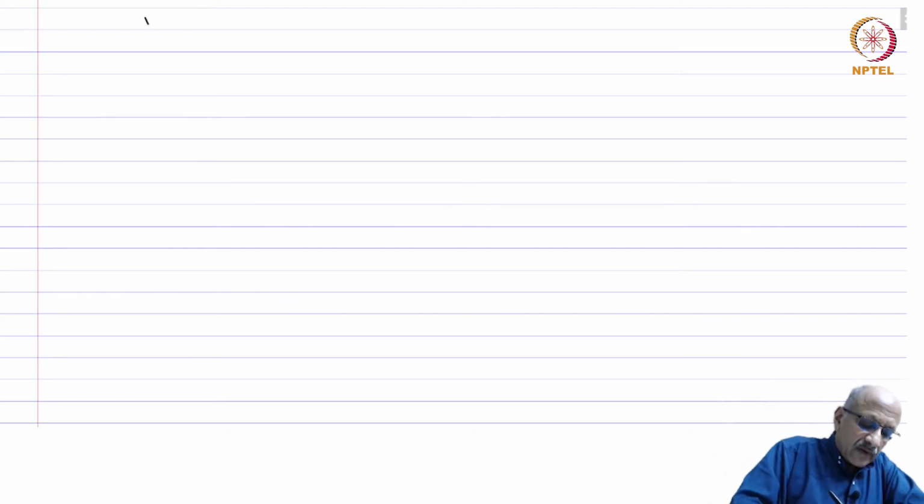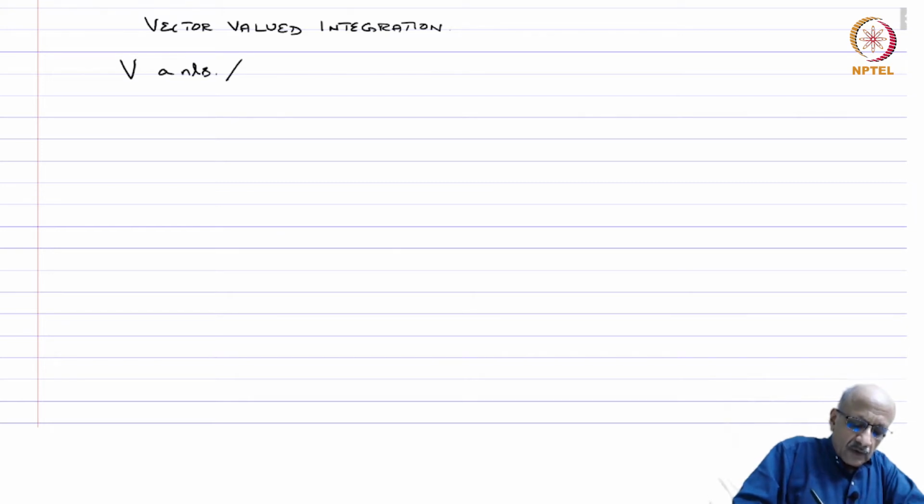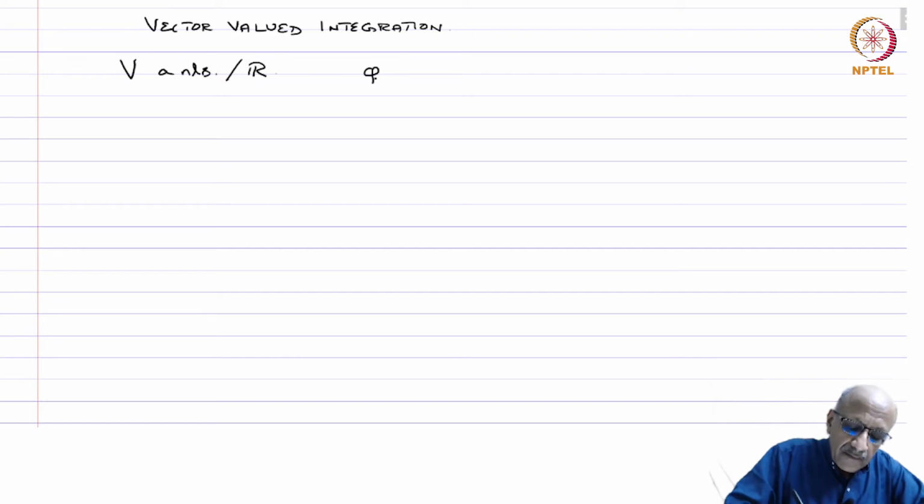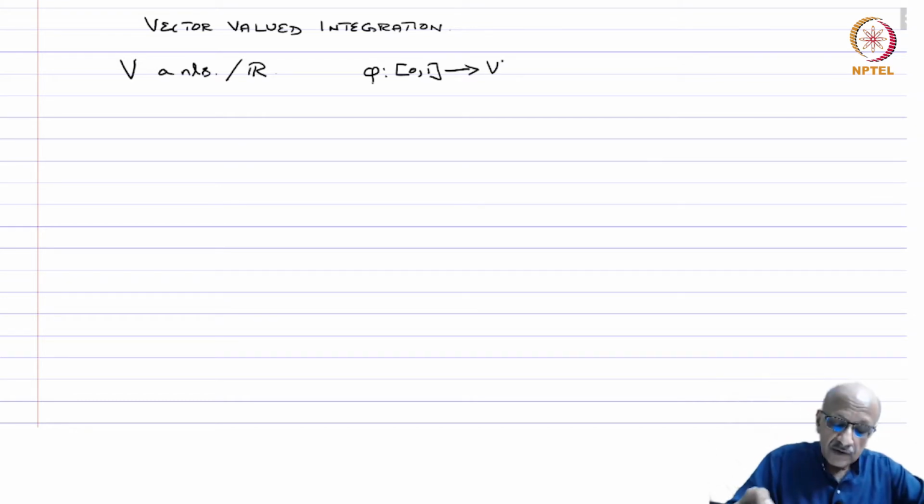Now we will discuss vector valued integration. So let V be a normed linear space, we will discuss over R, and let us take phi from, say, 0, 1 to V, a given function. We will talk of continuous functions, but let us say.